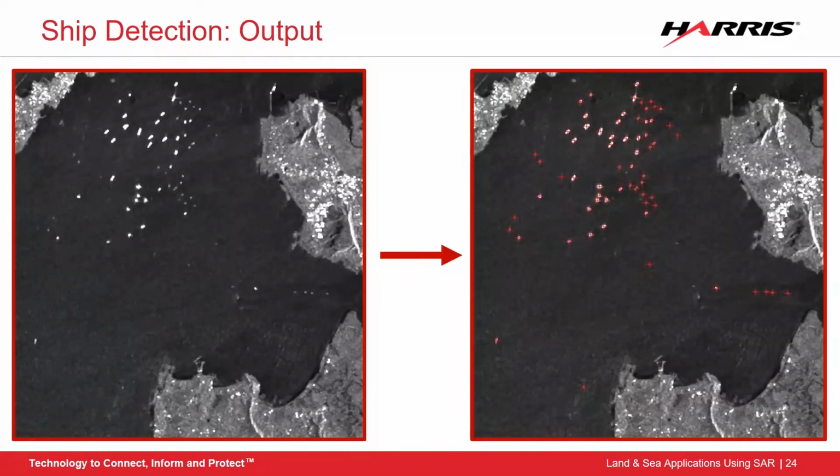In our example here, we have our original SAR data on the left, and then on the right, all the ships are highlighted using red crosses in our output. And this output is a shapefile, and you can save it as a shapefile and use it in any other program you'd like that you can manipulate shapefiles. So ENVI, ArcGIS, anything.